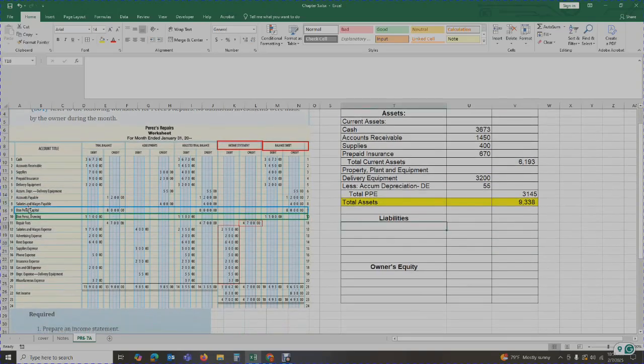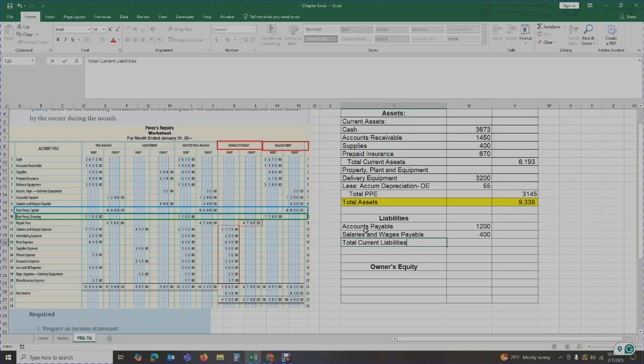Next, we're going to continue looking at our worksheet, and we're going to look at our payables. We have accounts payable and salaries and wages payable. Remember, liabilities are anything that we owe. This is our debt. We're going to start off with accounts payable, which is 1,200. Then I have salaries and wages payable, which is 400. That's going to give me my total current liabilities.